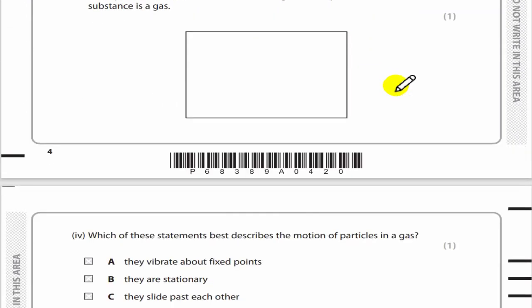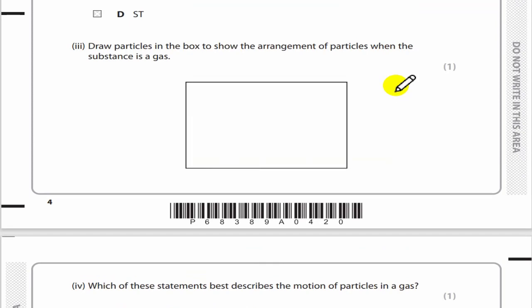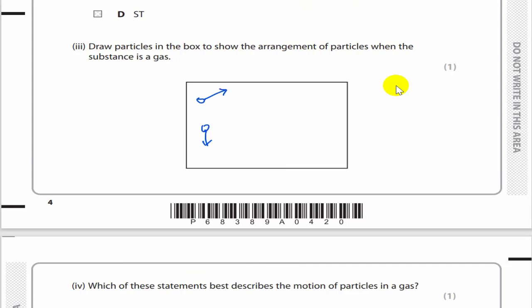Draw particles in the box to show the arrangement of particles when the substance is a gas. Any irregular arrangement. Gas particles are in random motion because the kinetic energy is maximum here. Irregular arrangement.